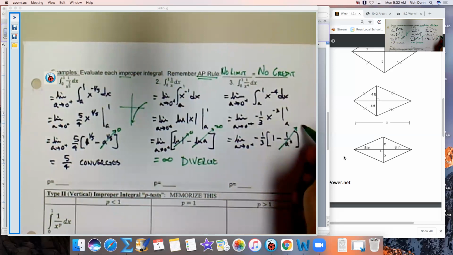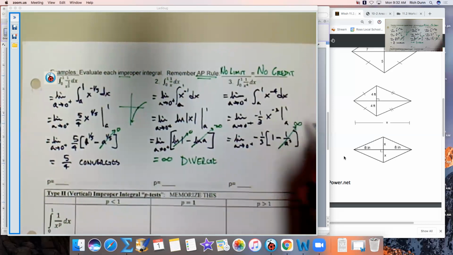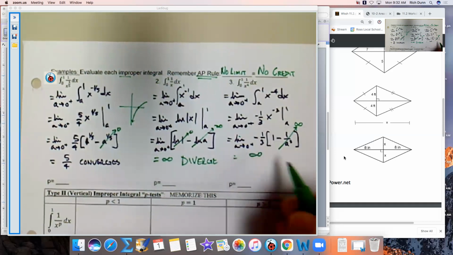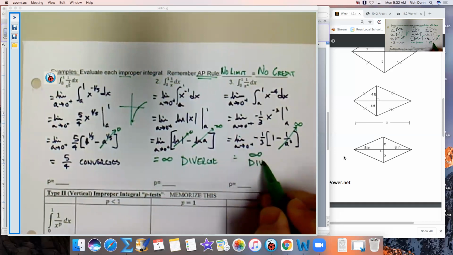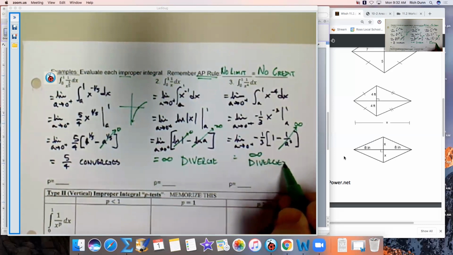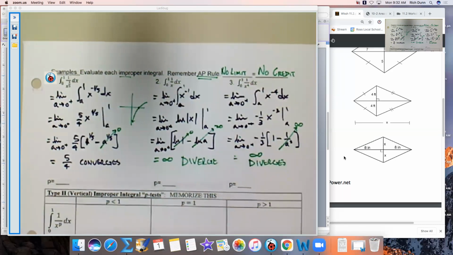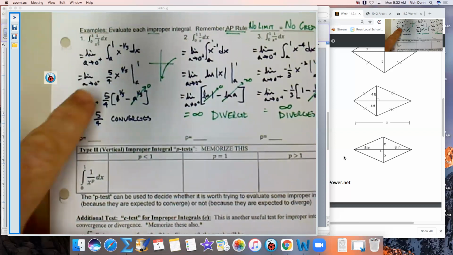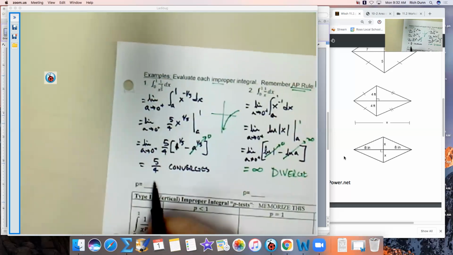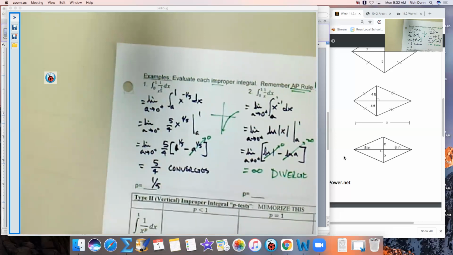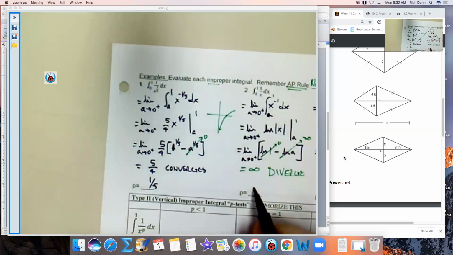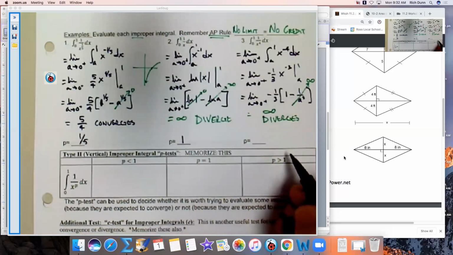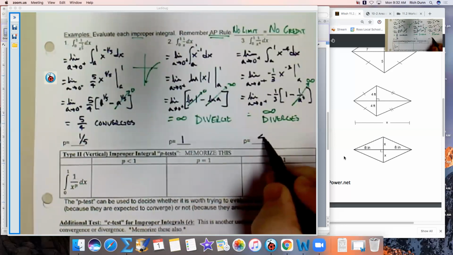1 over a to that really, really small number is going to give us infinity. So this one goes to infinity and diverges. So let's summarize these three examples just like we did on the previous page. In our first one, our p value was 1/5. The second one, our p value was 1. And on our third one, our p value was 4.